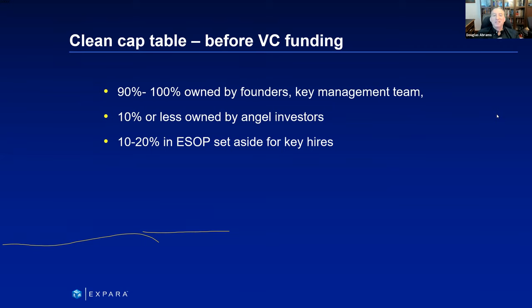So what are the characteristics of a clean cap table? Meaning before the first VC round, potentially after an angel round, but before the VC round. What a cap table should look like before the company goes out to raise their first venture round is, ideally 100% or minimum 90% of the company owned by founders, team, management, team members. 10% or less owned by previous angel investors, and 10 to 20% in an ESOP set aside for key hires, either already made or in the plan. I'll talk about ESOP in more detail in the second half when we go over specific deal terms.